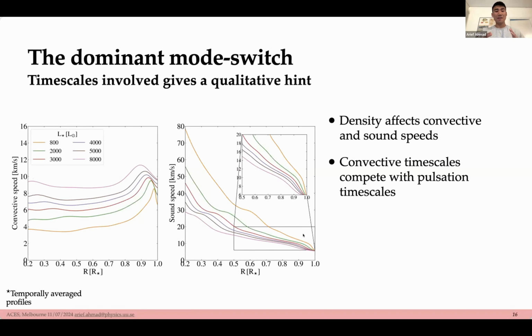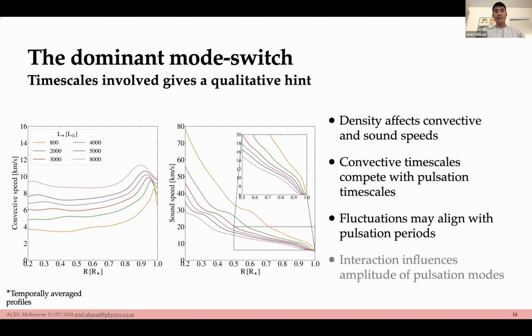begin to become similar. So in this case, convective timescales can compete with the sound speed timescales, which is also related to the pulsation timescales. And what can happen is the fluctuations by the convection may align or be in sync with the pulsation periods and create a resonance and cavity effect. And actually this interaction influences the amplitude of the different pulsation modes. And it can play around with the density as well to create which pulsation mode is dominating in terms of the pulsation behavior.